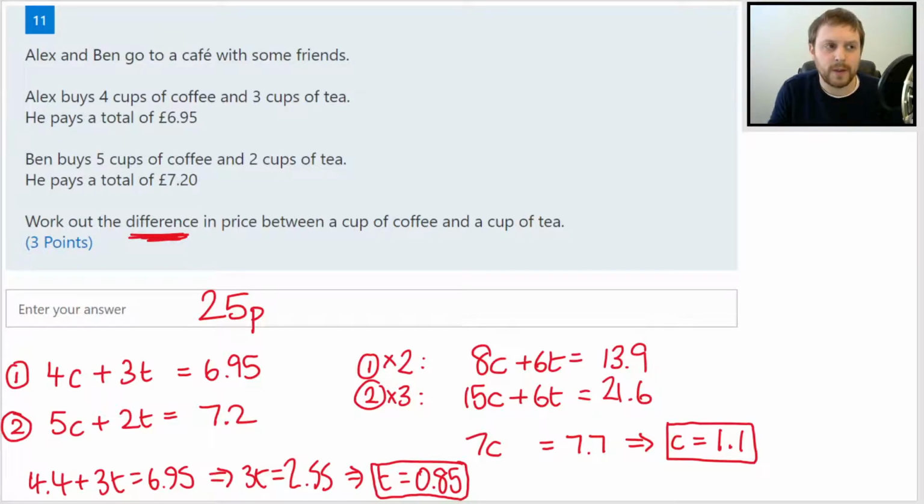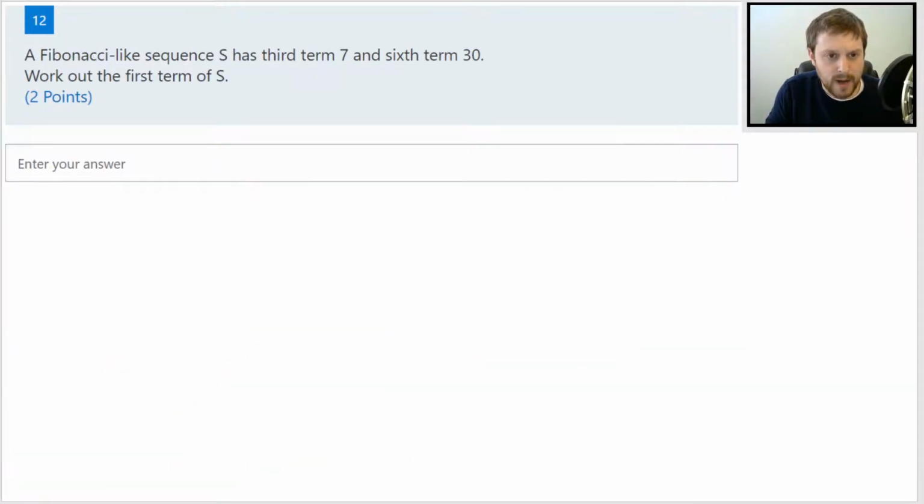So we were looking for the number 0.25 or 25, depending on if you're in pounds or pence. Right, number 12. So you'd have to remember what a Fibonacci-like sequence is. Clearly, if you'd forgotten, then this question kind of comes out of the blue, but you do have to start to be prepared for that sort of thing, okay?